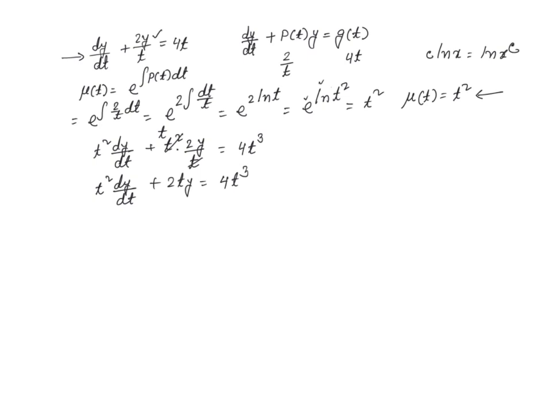Now this left hand side is nothing but the derivative of mu times y. Mu is t square and y is just y. You can check by using the product rule for derivatives that this expression is indeed this derivative, and it's pretty obvious, you can see it. And that is equal to 4t cube.